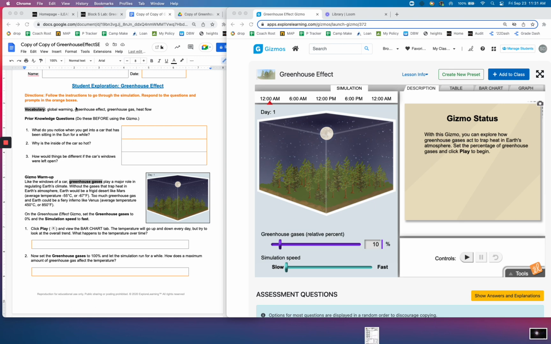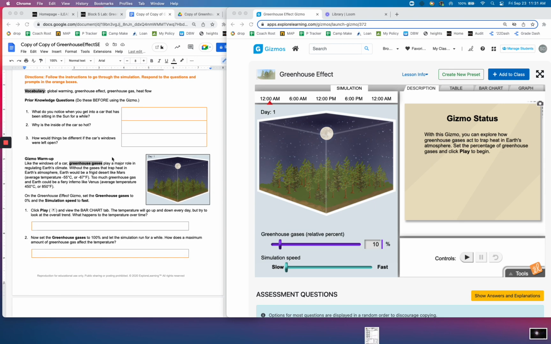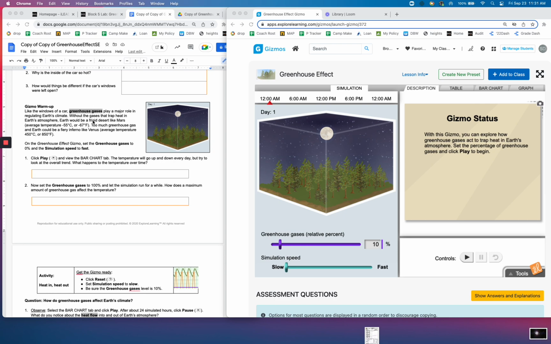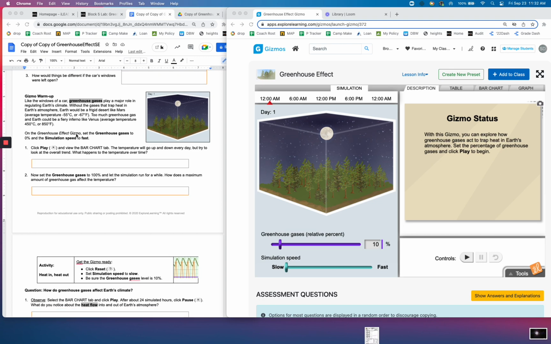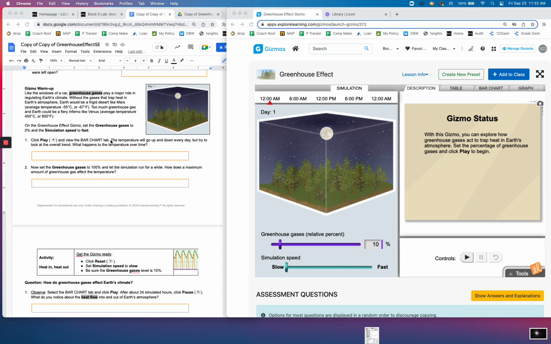If you take a look, these prior knowledge questions you can do before you start the gizmo. And then you're going to read a little bit about what greenhouse gases do in the Earth's atmosphere, how they help regulate the climate. If we didn't have greenhouse gases, then it would be very cold. If we have too much greenhouse gas, then the Earth is going to be too warm. So we're going to do a little bit of a warm-up simulation.